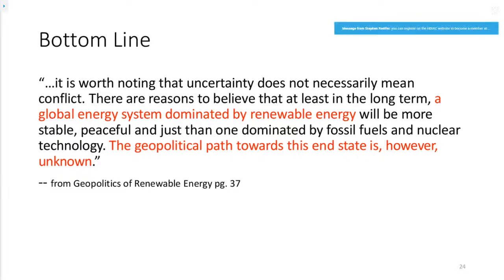The bottom line in all of this, and this is from Megan O'Sullivan, a Harvard scholar who writes a lot about renewable energy and particularly the geopolitics, is that ideally a global energy system that's dominated by renewable energy should be more stable and peaceful, compared to one that's dominated by fossil fuels and nuclear. But what she admits is what we all need to admit, is that we do not know, we are ignorant about the geopolitical path toward this end state.